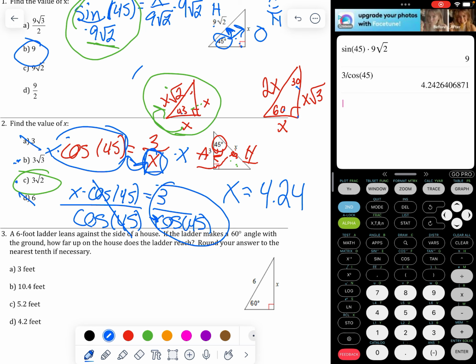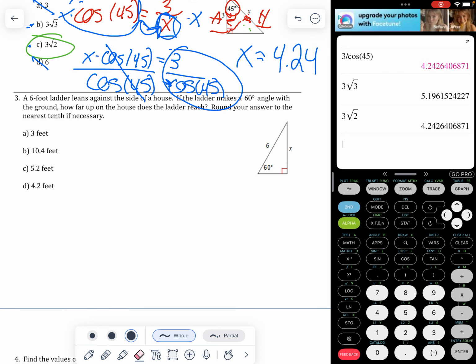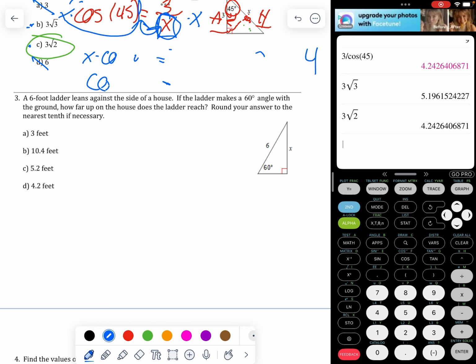Okay, let's do number 3. There we go. A 6-foot ladder leans against a house. Right, we kind of already have that figure. If the ladder makes a 90-degree angle, right? So the ladder is this guy right here. Obviously, we've seen a ladder against a house before from the ground. Okay, how far up from the house does the ladder reach?